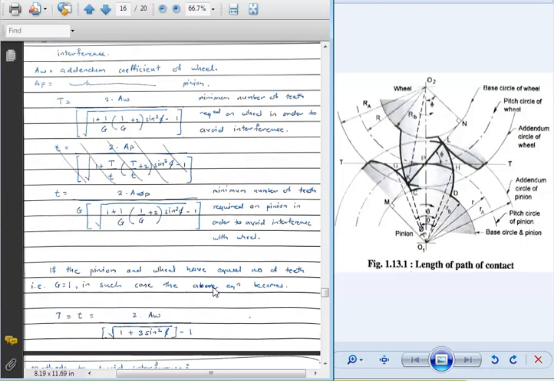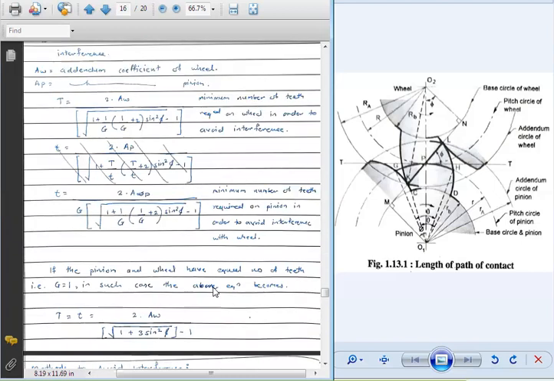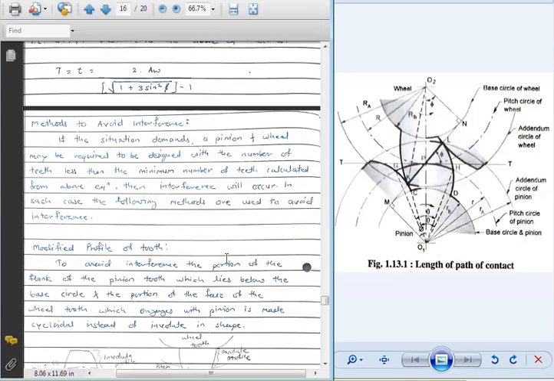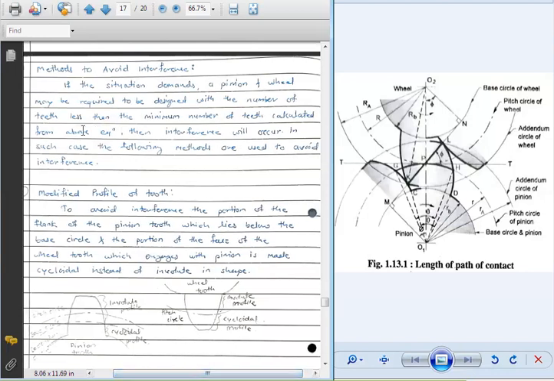This is one method, following the minimum number of teeth requirement on the gear. If we follow the minimum number of teeth on the pinion as well as on the wheel, then we can avoid the interference. Now there are other methodologies too to avoid the interference. So we will see those methodologies one by one.